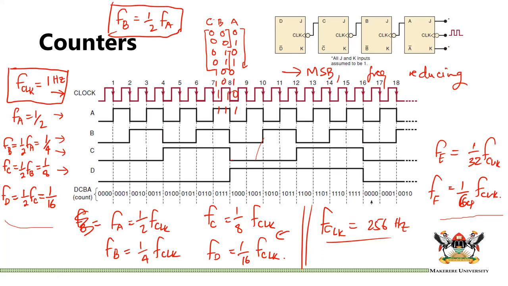Now, if I wanted to multiply, let's say my clock is maybe 64 hertz, but I need the frequency on the output to be 128 hertz. You really can't move upwards, unless I go and get a clock of, say, 256 hertz and divide it to get what I want.